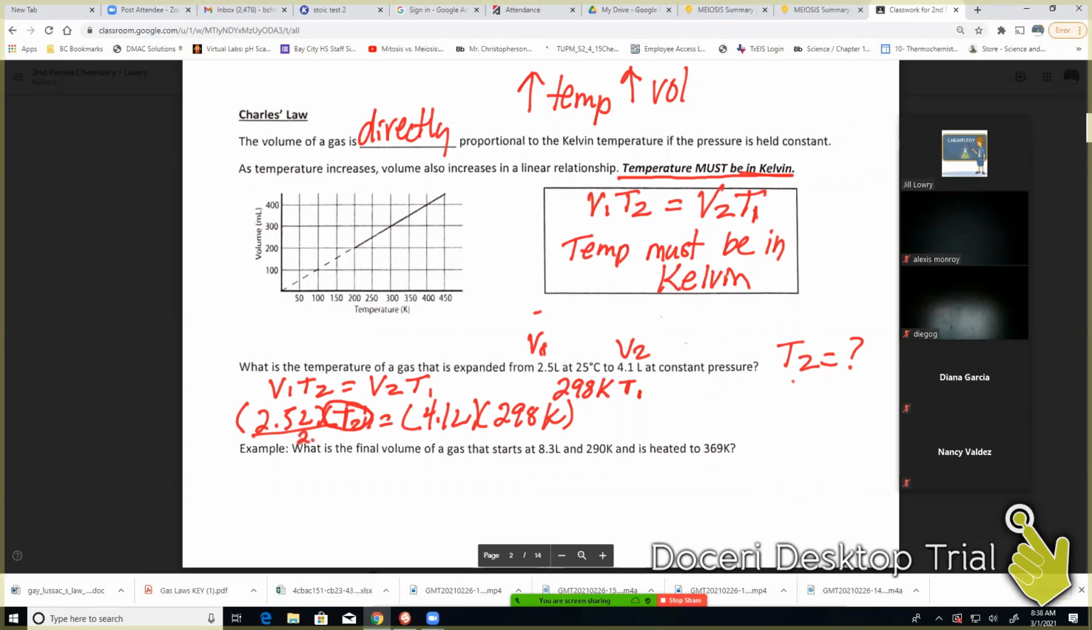2.5, because that is what is with my unknown, or my X. So 4.1 times 298 divided by 2.5. I got 488.72. Is that what y'all got?